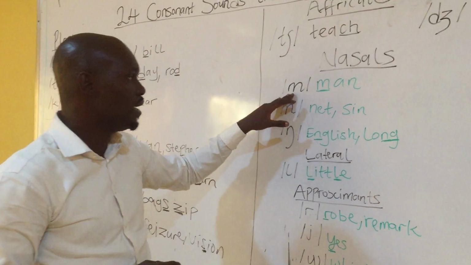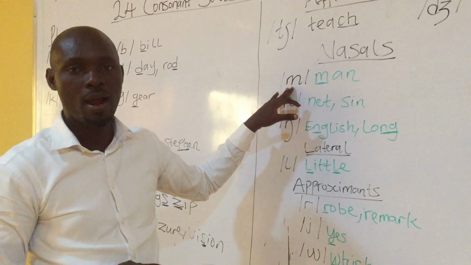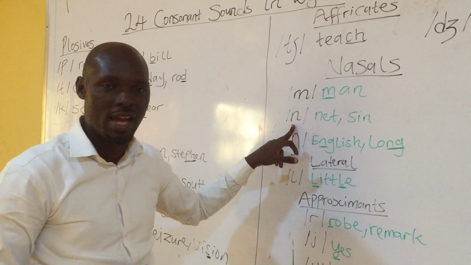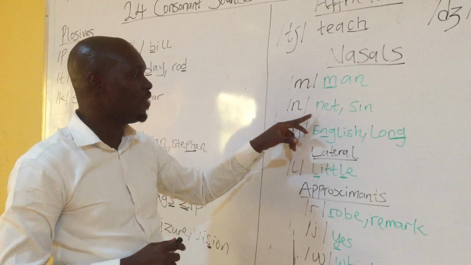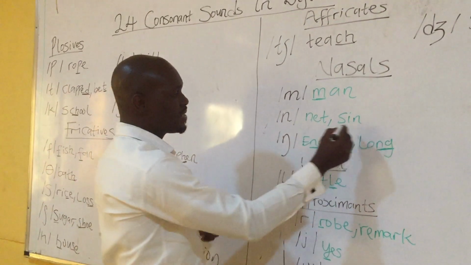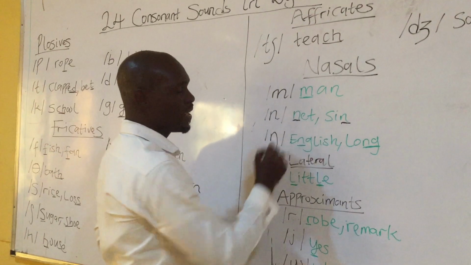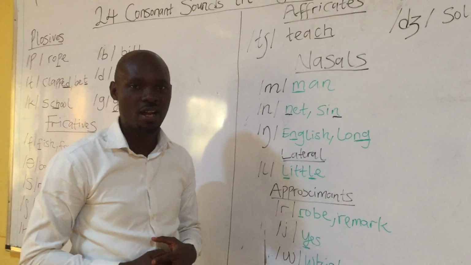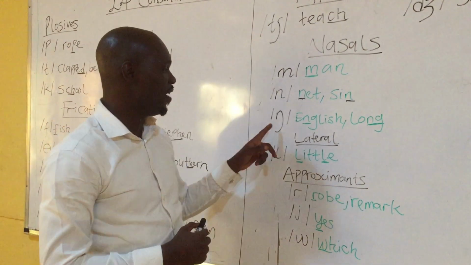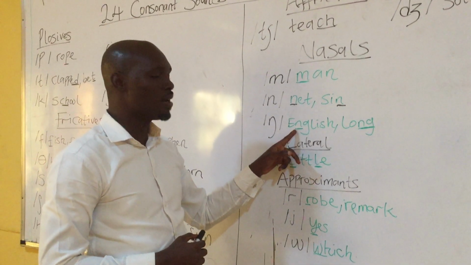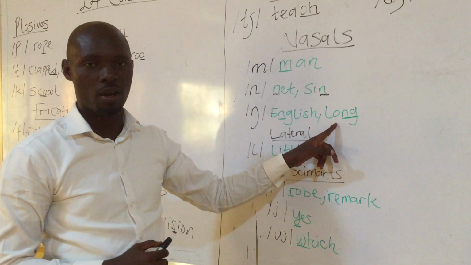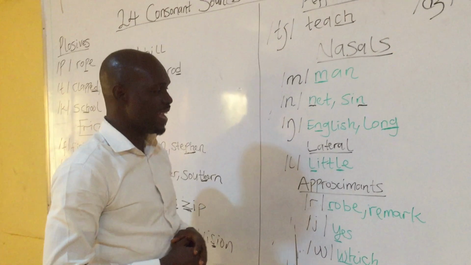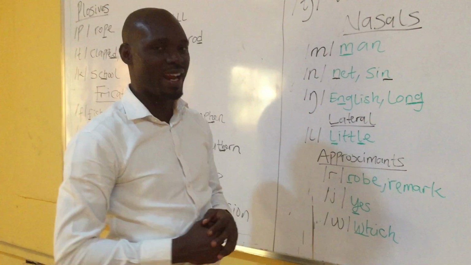The first one is pronounced as m, and you can find that in man. The second one is pronounced as n, and we can find that in net and sin. And the next one is pronounced as ng, and you can find this sound in the word English and long. Now we'll move on to the next category of sound, which is called lateral.